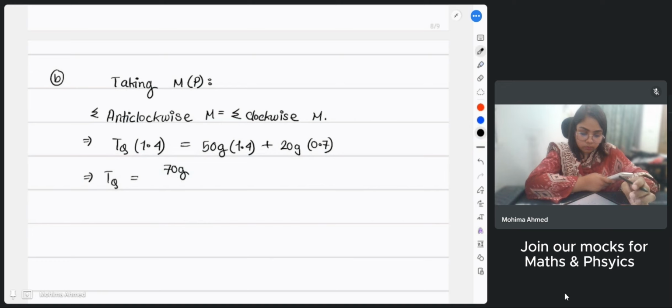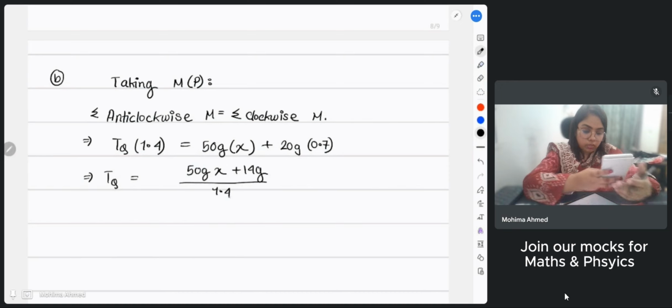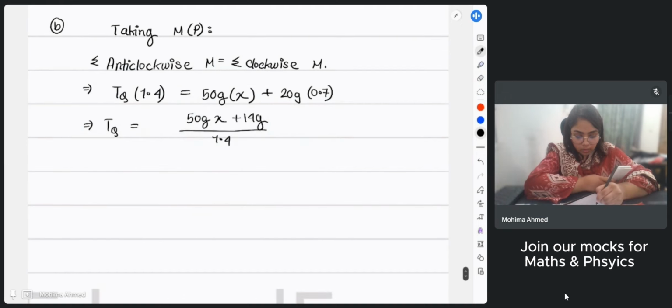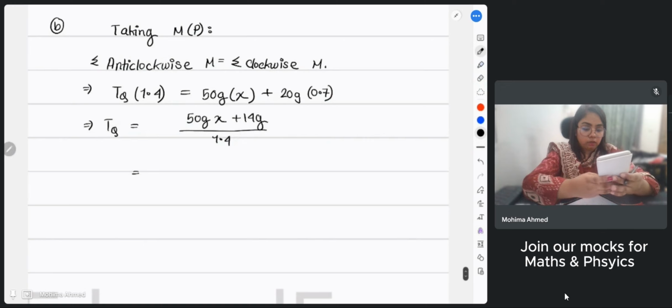Wait, sorry, this is not 1.4. As you're taking moment from point P, the distance should be x. So it's going to be just 50gx, and this is 14g. And this entire thing will be divided by 1.4. So you get 50 divided by 1.4, which is 250 over 7. And 14 divided by 1.4 is 10g.